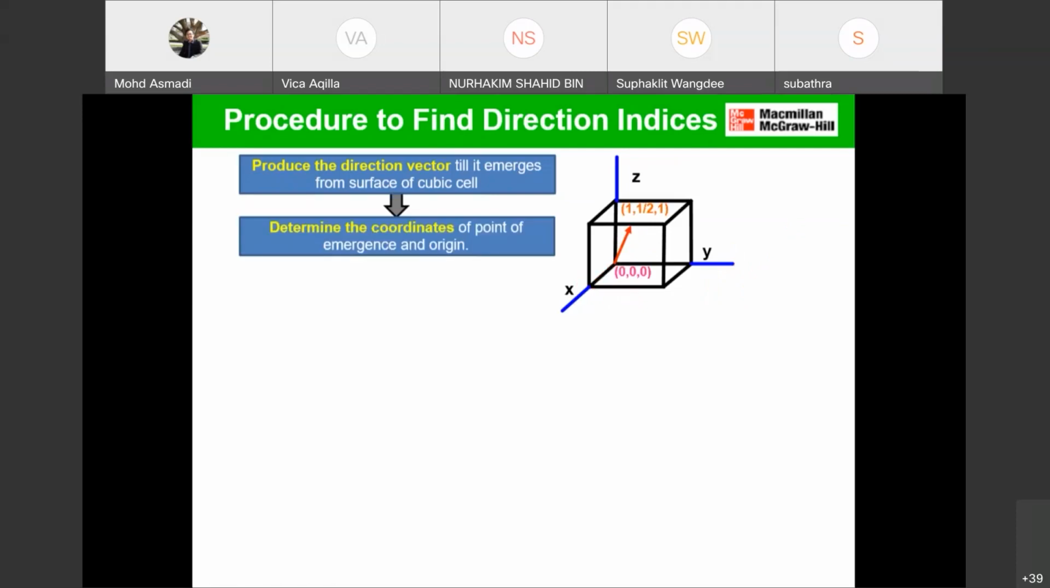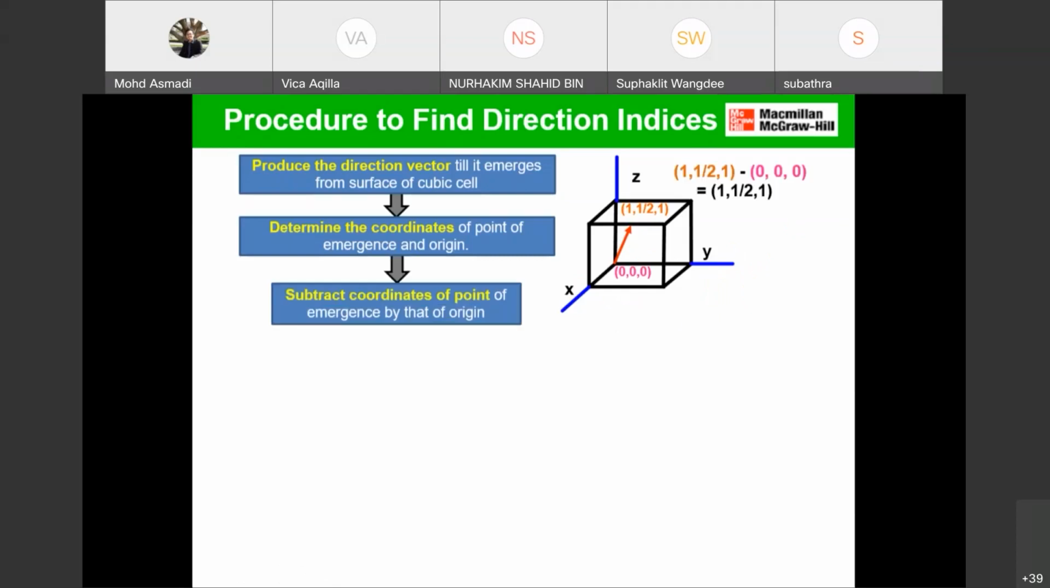Just now we determined those, and then subtract the coordinates of the point of emergence by the origin. So 1, a half, 1 minus 0, 0, 0, so we get 1, a half, 1. Since this is a non-integer half, you have to convert it to integer. So you have to times by 2 so that you can make integers. When you times by 2, you get 2, 1, 2. This is the direction integer.